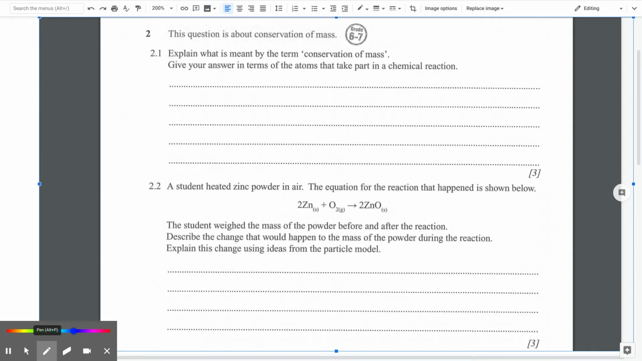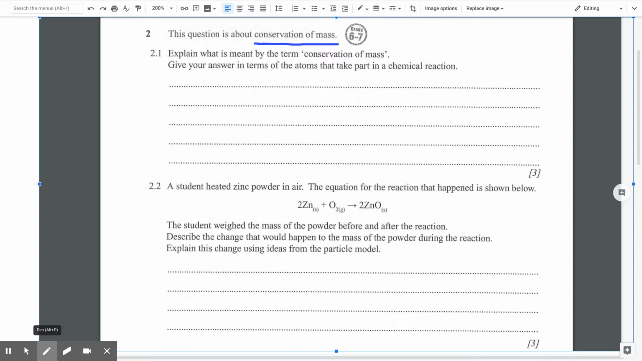Okay, so question 2 about conservation of mass again. This is a more wordy question rather than a calculation question, so I'll try and use some diagrams to explain this one. But it's asking us what is meant by the term conservation of mass, and to give your answers in terms of the atoms taking part in a chemical reaction.